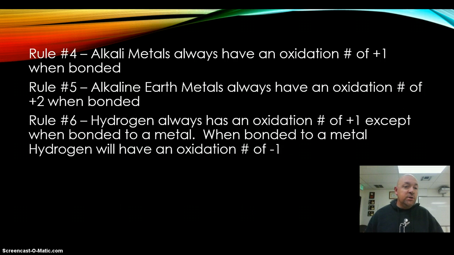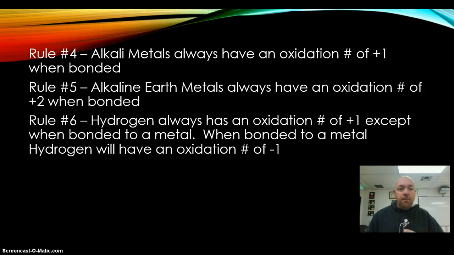Now we're going to move to an individual element, and that is hydrogen. Hydrogen, generally speaking, always has an oxidation number of +1 whenever it's bonded to something, except if it's bonded to a metal. If it's bonded to a metal, we call it a metallic hydride, and then the oxidation number of hydrogen would be -1, but that's fairly rare.